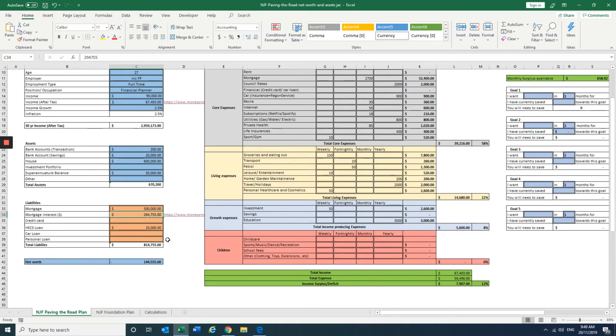Now, I know there's a counter argument in that over the next 30 years, the value of the house is expected to go up by more than the value of the interest. So hopefully that is the case. So now we got our net worth down the bottom, and you'll see my net worth is negative 144,555.